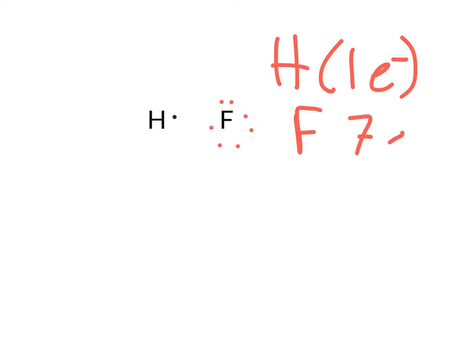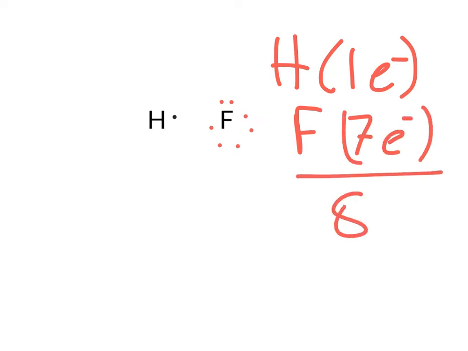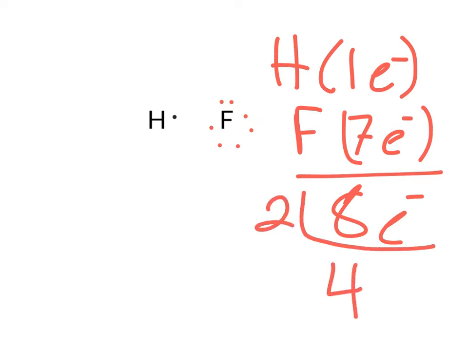The first thing I need to do is figure out how many valence electrons each has. So I look up on my periodic table and I know hydrogen has 1 and fluorine has 7. So hydrogen has 1 electron and fluorine has 7 valence electrons. That gives me a total of 8 valence electrons. So with covalent compounds, I'm going to do it a little different than I did with the others. I'm going to look at how many pairs are formed. So I'm going to take my number of total valence electrons and divide it by 2 so that I get 4 pairs.